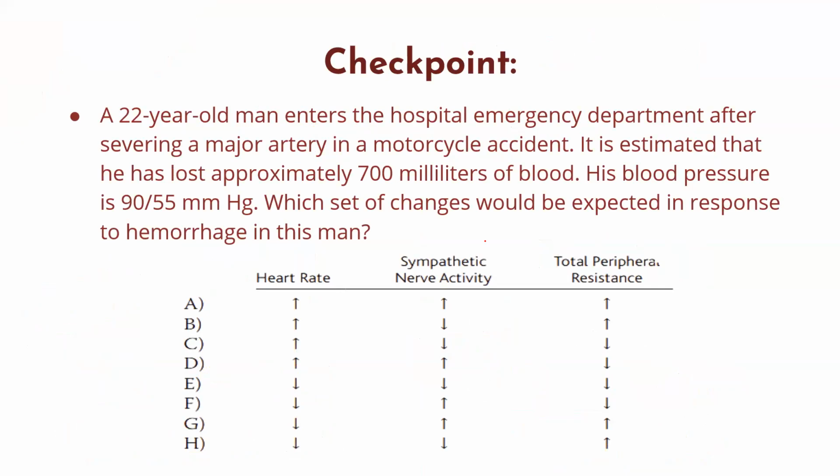22-year-old man enters the hospital emergency department after severing a major artery in a motorcycle accident. It is estimated that he has lost approximately 700 milliliters of blood. His blood pressure is 95 millimeter mercury. Which set of changes would be expected in response to hemorrhage in this man? All right. So what do you guys think is the answer for this question?